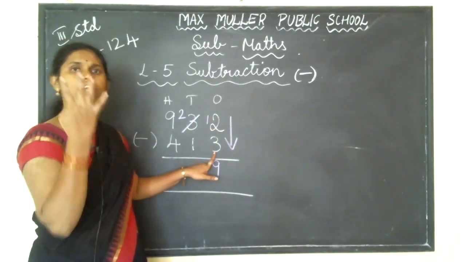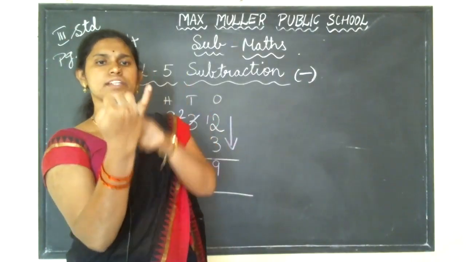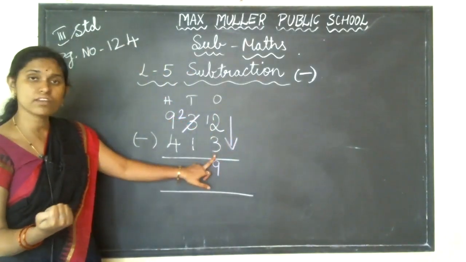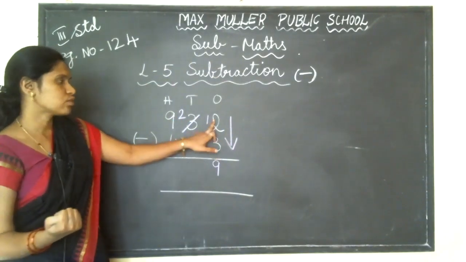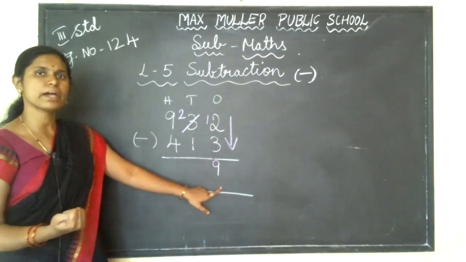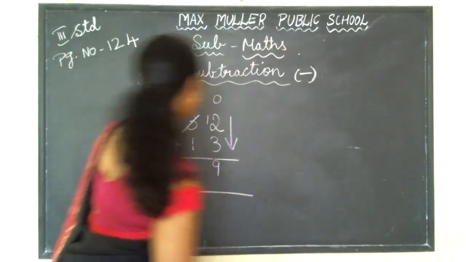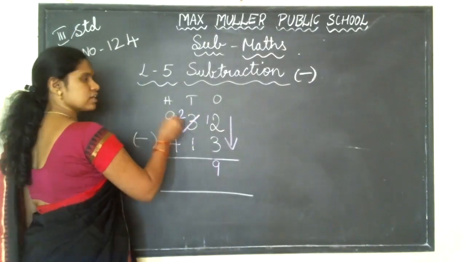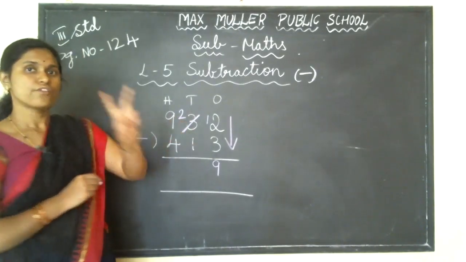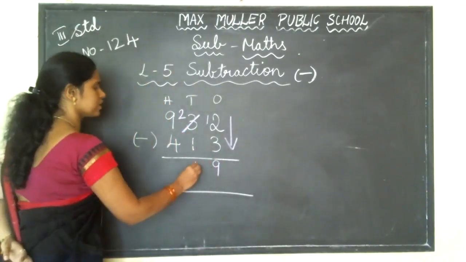They have given 3. If they give 4, how will you count? 12, 11, 10, 9, 8. You are going to write 8 here. But here they have given 3. So 12 minus 3 is how much? 9. Understood? Here next, which number will you take now? We have cancelled this one and we have written 2 here. You have to take this number, not this number. From 2, if you minus 1, how much will you get? 1 is the answer. Write down 1 here.